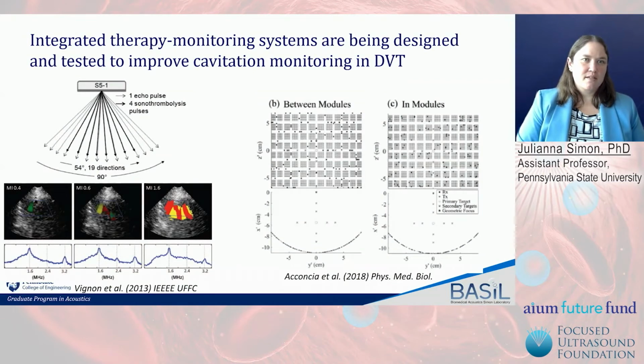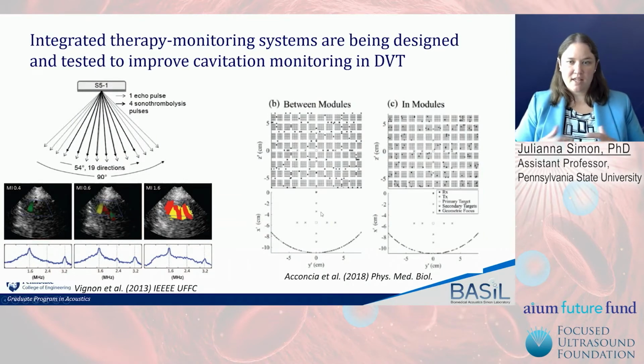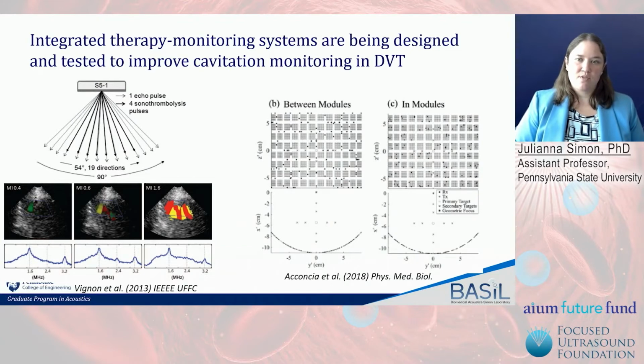Others are working, and there is still ongoing work, on integrating therapy and monitoring systems to improve cavitation monitoring and to have integrated systems. Vignon is showing that you can use just a linear array to do echo pulses interleaved with sonothrombolysis and track the cavitation activity. Out of Dr. Hynynen's group, we're seeing different array designs, basically this hemispherical idea, which you can use to get higher frame rates and better spatial resolution. The question is, where do we put the therapy transducers versus the receiving transducers to be able to get the best signal?